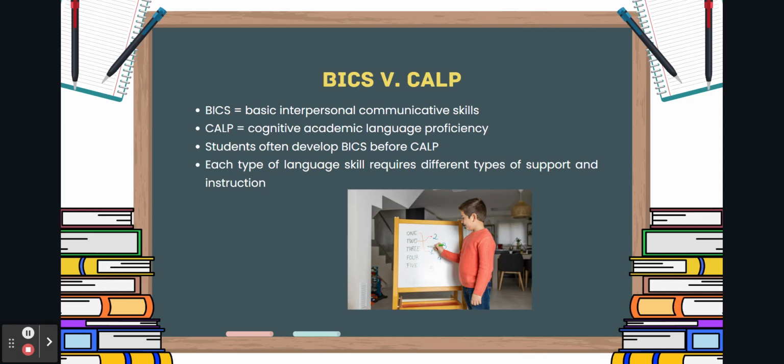BICS versus CALP language is important for instructors to understand. BICS stands for Basic Interpersonal Communicative Skills, and CALP stands for Cognitive Academic Language Proficiency. And students often develop BICS, which is like the language they would use to talk with their friends or to talk about the weather or what's for lunch.